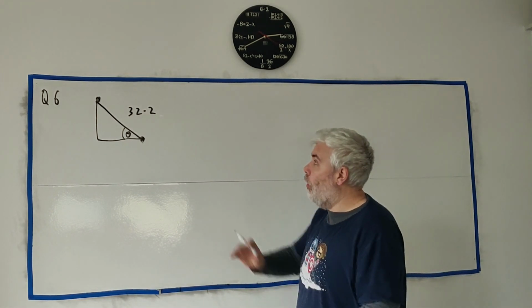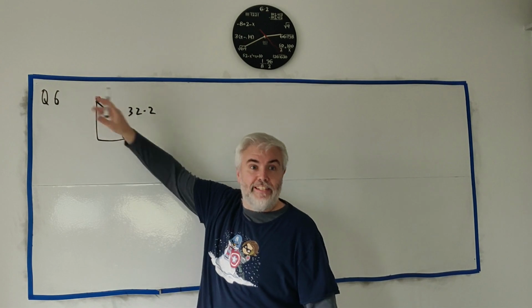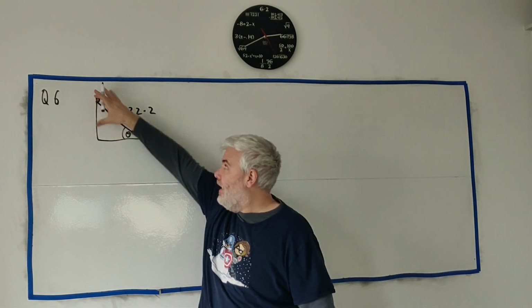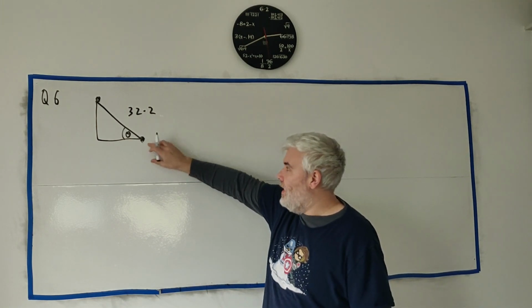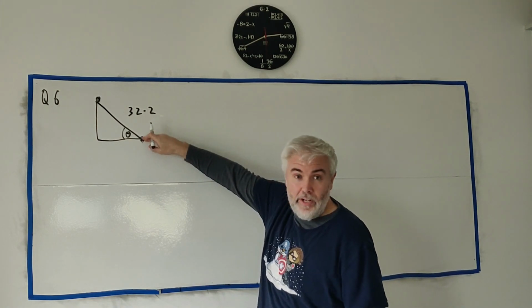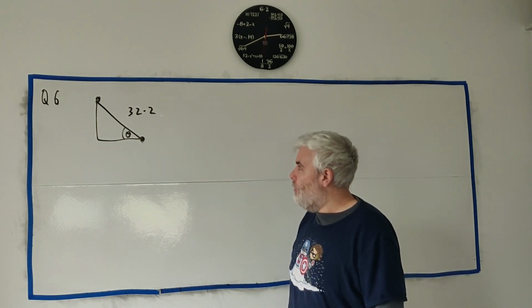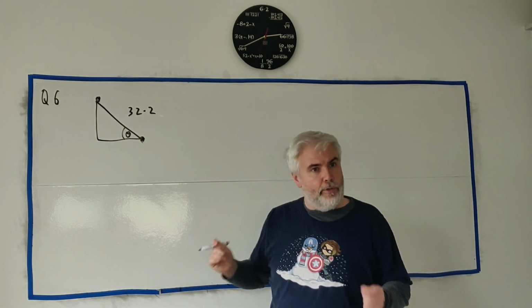I'm going to get the total energy of the cyclist at the start. That's her kinetic energy and her height. Then I'm going to get the total energy at the end. That's her kinetic energy. She has no height; she's at the bottom of the hill. And I'm going to put them equal to each other.